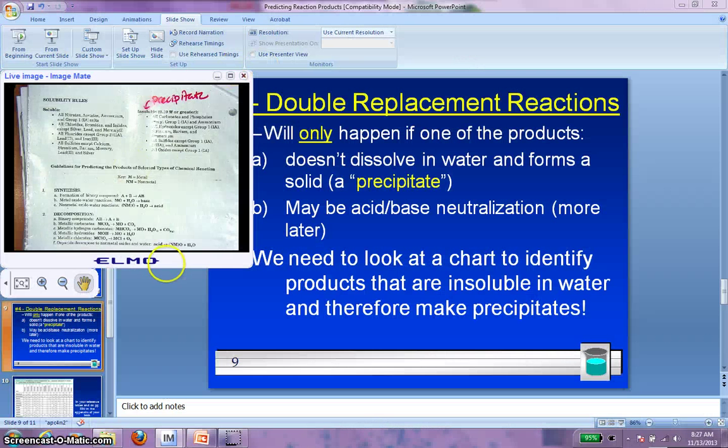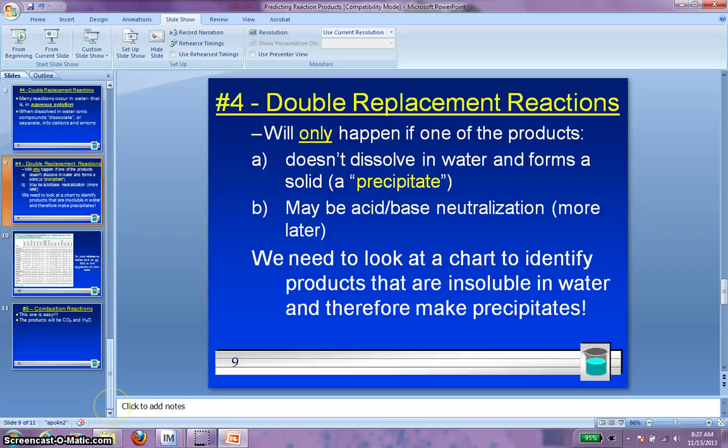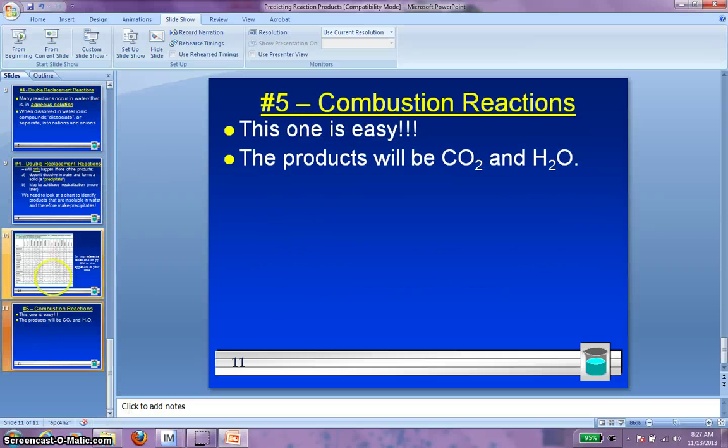Okay, so the last thing we've got to talk about are combustion reactions. Combustion reactions are very simple. They are also in your reference tables. And let's see if I can get back down here to the PowerPoint. So the combustion reactions, remember, are always a combination of a hydrocarbon or a carbohydrate and oxygen. And the products we always know are going to be carbon dioxide and water.